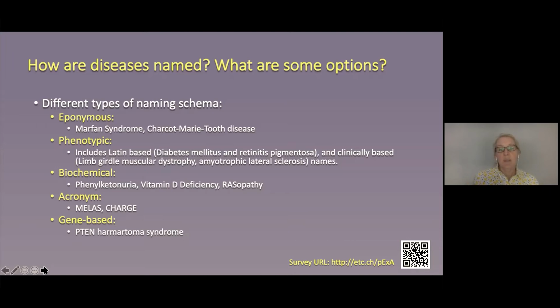You can also have clinically based names such as limb-girdle muscular dystrophy and amyotrophic lateral sclerosis. Some of these can tell you about that particular phenotype observed. Some could even be named after pathological findings that you have from different diseases if you're able to look at the pathology. Another name that you can think of, and that's used very highly in certain areas such as metabolism, is biochemical names. So these are things such as phenylketonuria, vitamin D deficiency, or even RASopathies.